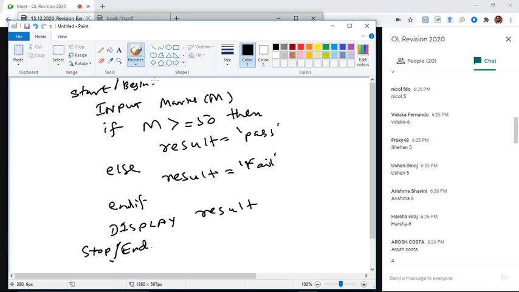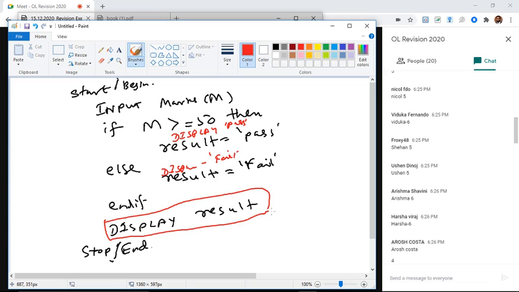So here, on behalf of this one, what you can do after this one: if the marks are greater than or equal to 50, then you can display pass. Then here else display fail. Right? You are writing something like this. Then no need to write this one. End if, then you can stop. Right, good.